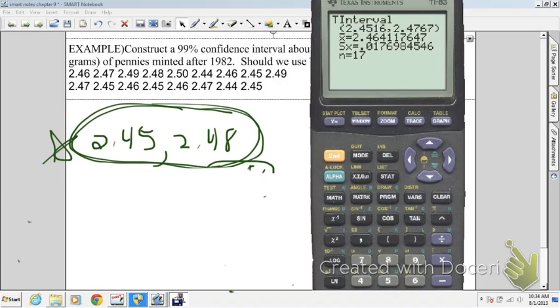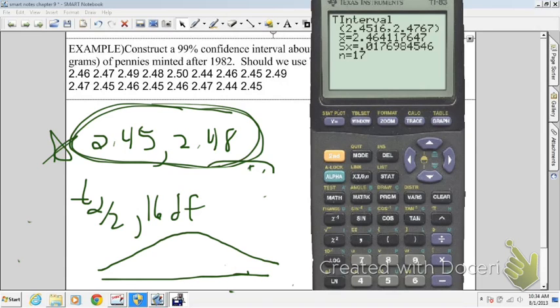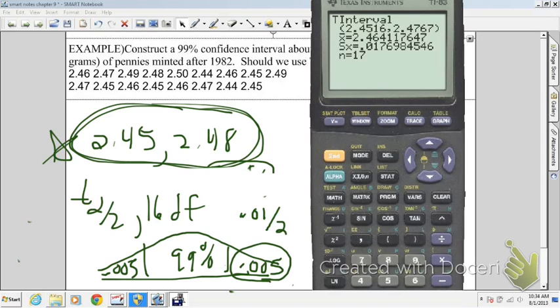A lot of people get mixed up with the language. If you are looking for t sub alpha over 2 with 16 degrees of freedom, let me just draw that for you. You're trying to be 99% confident. So you have 1% left to share between the tails, right? So 0.01 cut in half is 0.005. 1% means 0.01. So you know you have 0.005 area in each tail. So the way our book works is it says area in the upper tail on the t distribution. So you'd look up 0.005, and then you'd look up your degrees of freedom, which is 16, and you will find the critical value of t. You would find that t sub alpha over 2 that you needed in the formula. So that's just a little reminder.